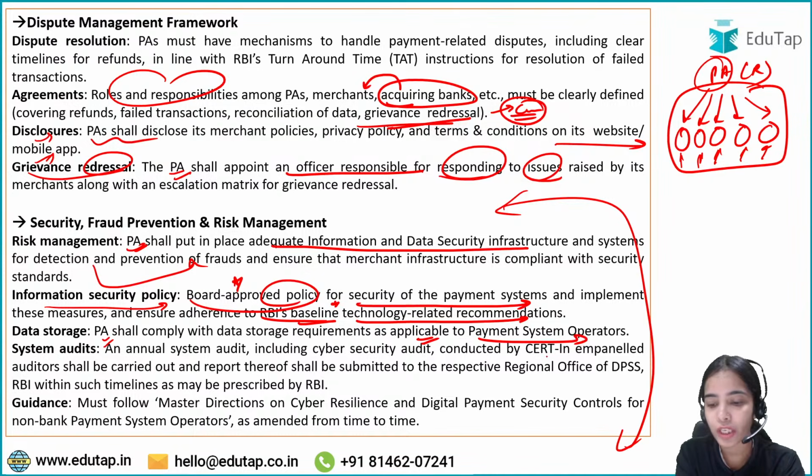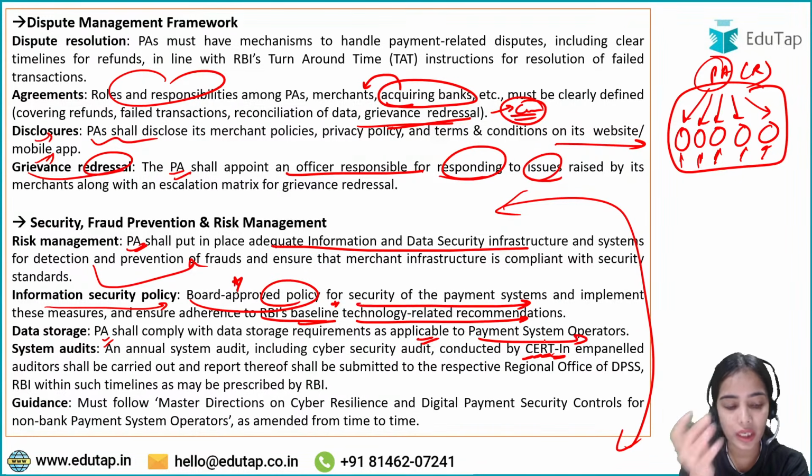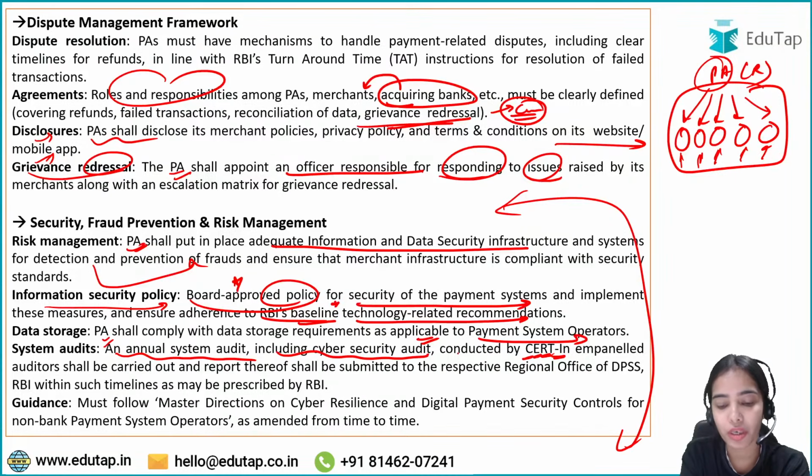System audits have to be done. An annual system audit, including a cyber security audit, should be conducted by CERT-In, the Indian Computer Emergency Response Team, empaneled auditors. This is the basic idea.